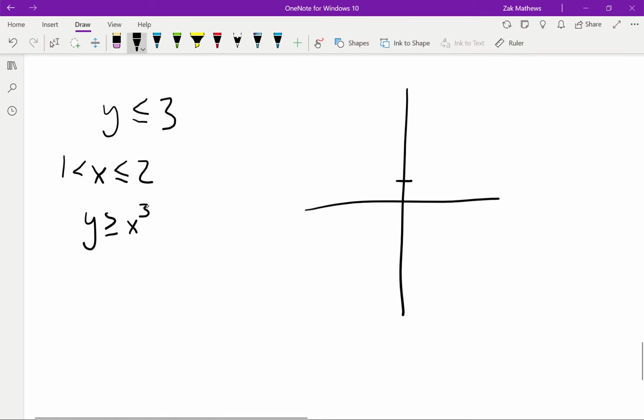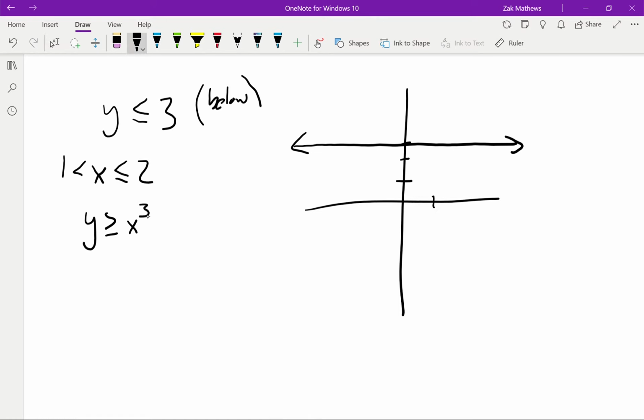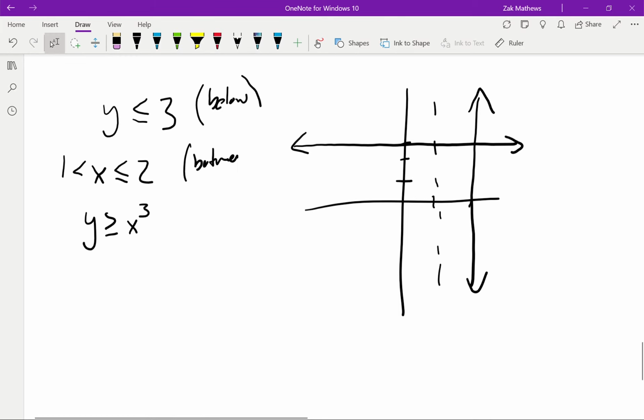Y equals 3 is a horizontal line, would be solid, would be right here. We want to be below this, so the only things I can graph right now are below. The next one, x is between 1 and 2. Let me spread that out a little bit more. 1 would be a dotted line, 2 would be a solid line. So right now I want to be in between these two vertical lines, but also less than, so I'm dealing with this infinite rectangle going downwards.